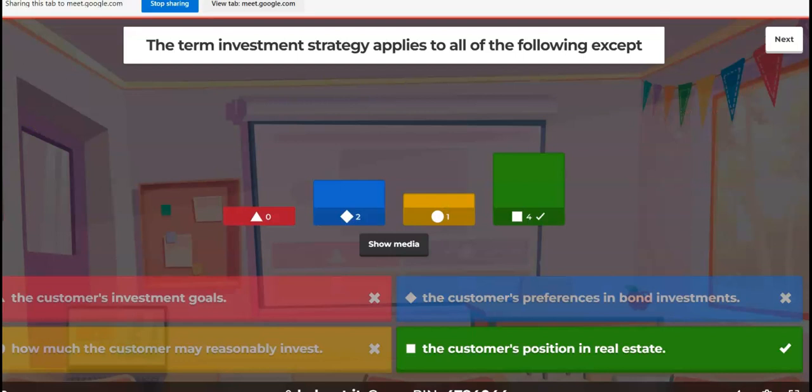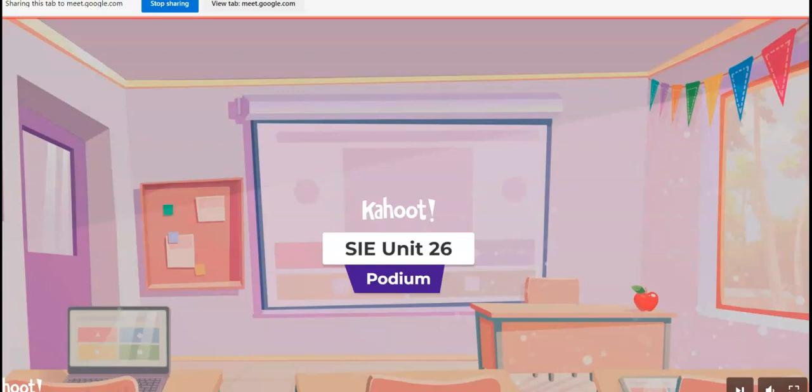Okay, great job. Right. The customer's position in real estate is not one of our investment strategies here because this is investing in securities, and real estate is not a security. Now, a real estate investment trust is a security, but it basically represents a real estate portfolio. Okay. All right, how do we do here?